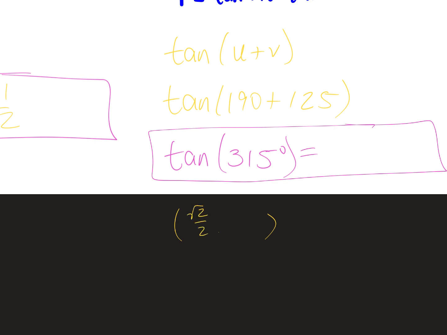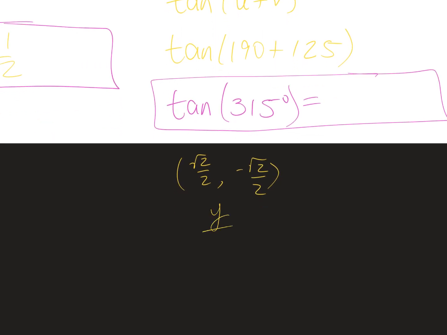Root 2 over 2, thank you, ma'am, and negative root 2 over 2. And then tangent is y over x, right? Well, this one's pretty simple. If I take my y value and I put it over the x, what do I get? Negative 1. Perfect.